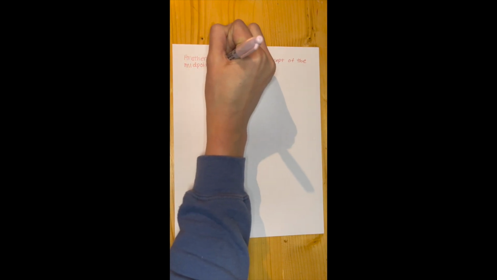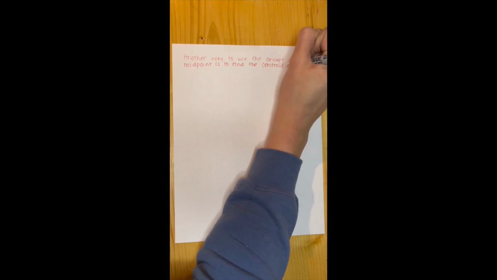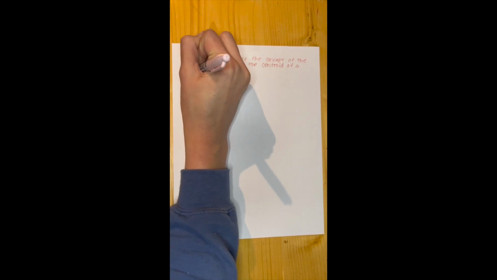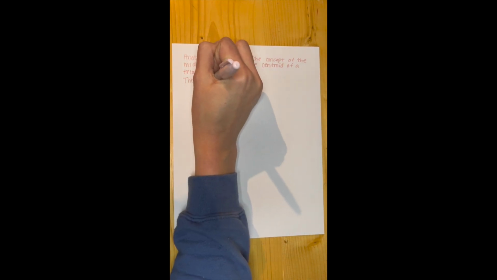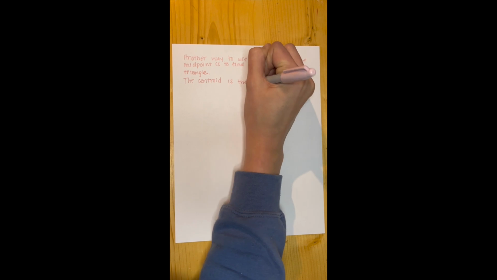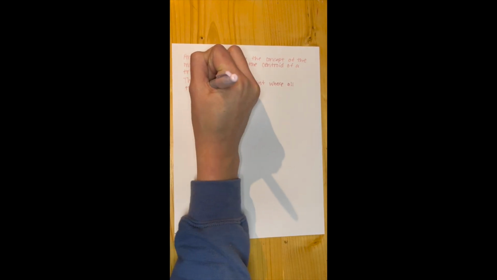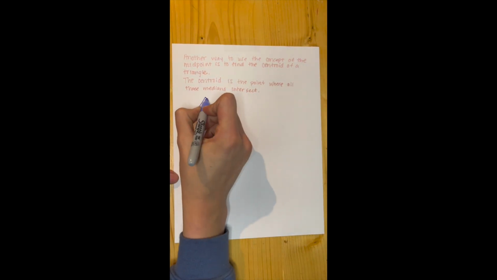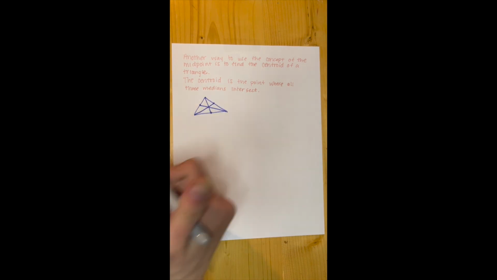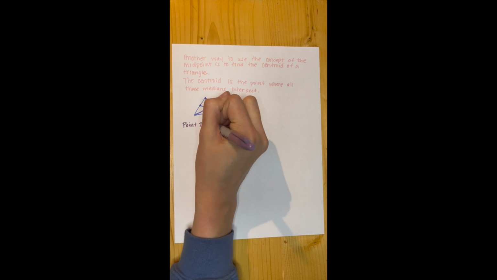So the centroid is the point where all 3 medians intersect. If you found the midpoint of 3 lines of a triangle and then connected those midpoints to the corresponding vertices, you would get a point, and that point is called the centroid. So we're going to look at a picture of this here. There are my 3 midpoints. I connected them to their vertices, and there is the centroid.